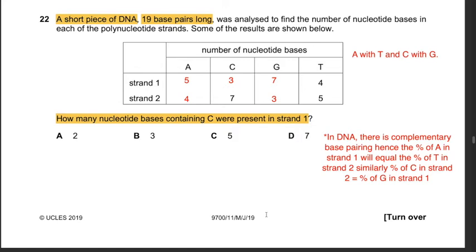Therefore, if strand 1 has 4 of thymine, then strand 2 should have 4 of adenine. And if strand 2 has 7 of cytosine, then strand 1 should have 7 of guanine, since A binds with T and C binds with G. As the question asks how many nucleotide bases containing C were present in strand 1, if we do the math, we get the answer as 3. Therefore, the answer is B.